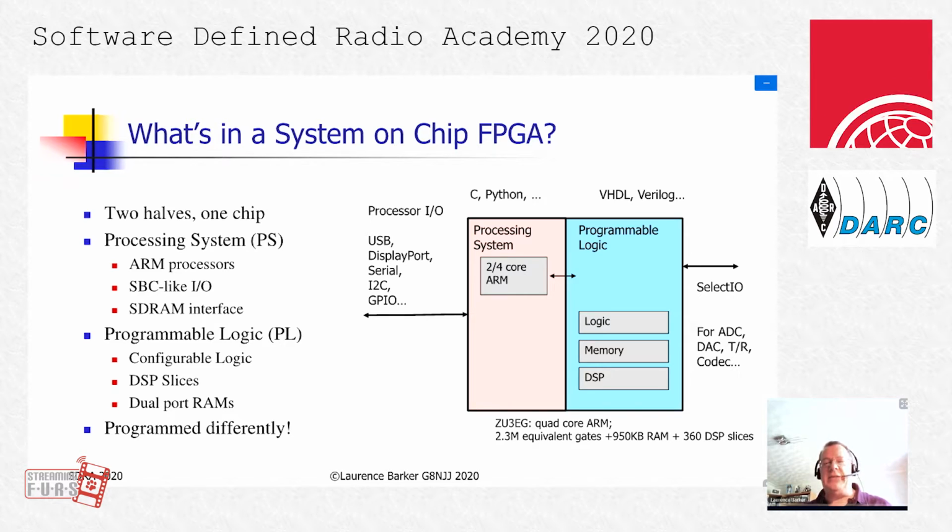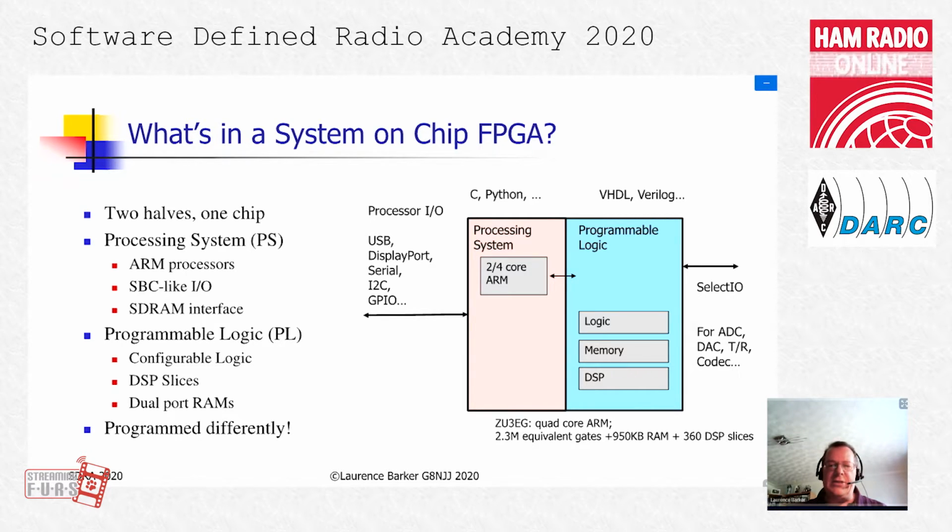You can think of it as being two halves. In the left-hand half, we've got the processing system. That's made from either 2 or 4 ARM processor cores. And it's got the interfaces that you would expect for a single board computer. So video, USB, Ethernet, serial, things like that. Typically connected to a reasonable amount of dynamic memory.